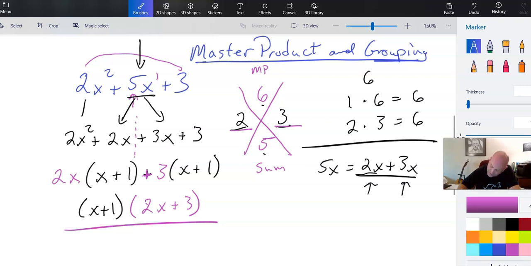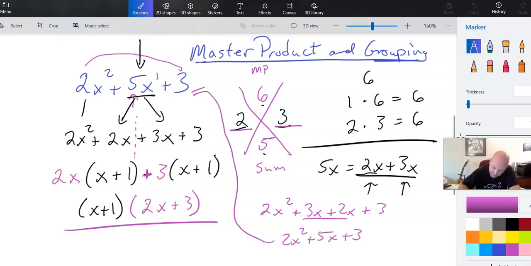So x times 2x is 2x squared. X times 3 is 3x. 1 times 2x is 2x. And 1 times 3 is 3. And if I collect the like terms in the middle, I get 2x squared plus 5x plus 3, which matches. Right? It's the same thing we started with.